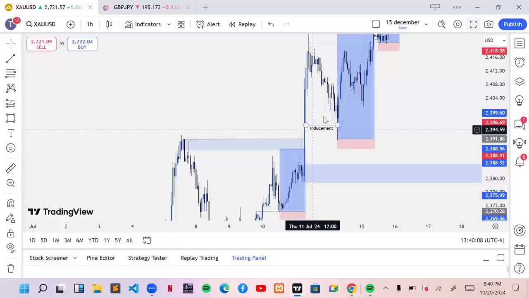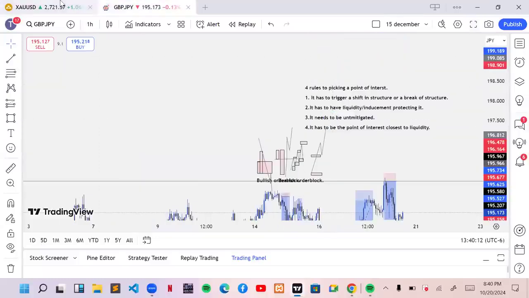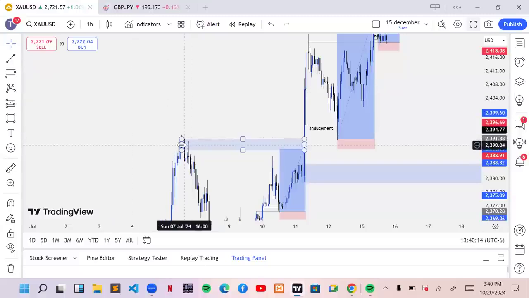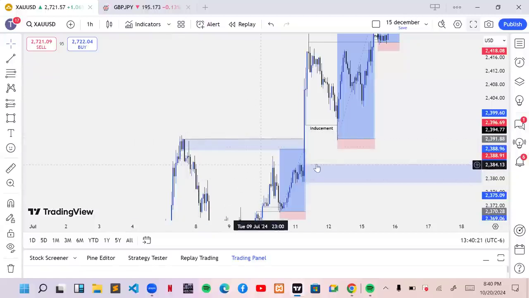The third rule says it needs to be unmitigated. That means price needs to not have tapped that breaker block. This breaker or that other block, the point of interest needs to not have been tapped before. This is the other block right here. This is our breaker block. The breaker block has not been tapped. The other block has not been tapped. Both of them are valid to be used as entry.